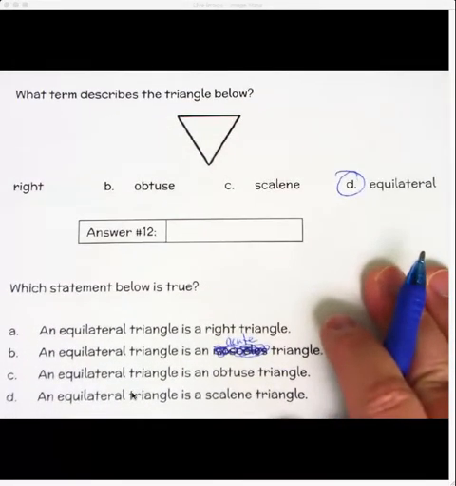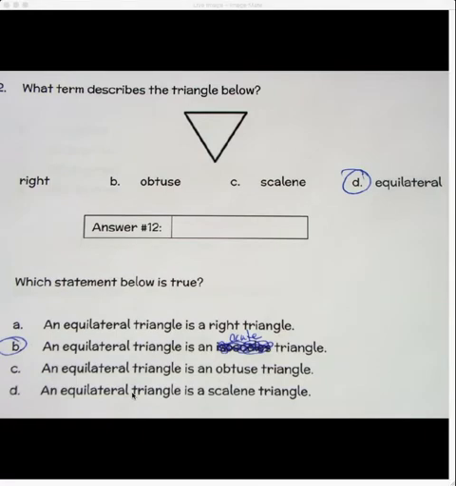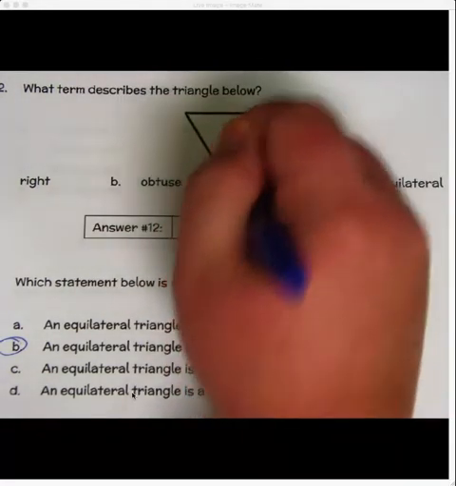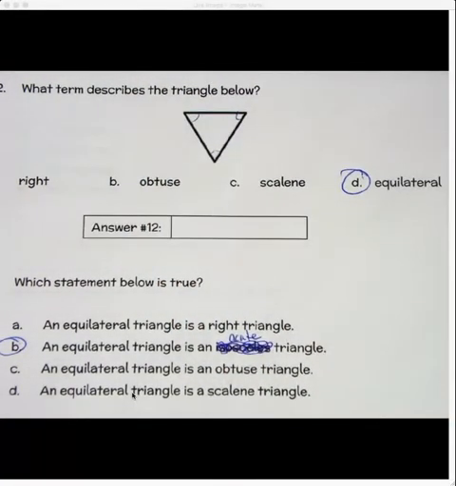Thinking about equilateral triangles, which one of these is true? I changed it here, and I also changed it on your test. Is an equilateral triangle a right triangle? No. It's actually B. An equilateral triangle is an acute triangle. All equilateral triangles are going to be acute every single time. If we're going to have equal sides, all the angles are going to be acute in an equilateral triangle.